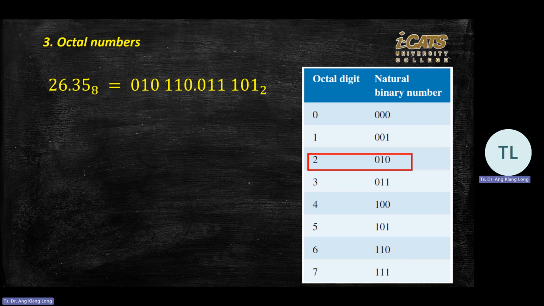26.35 base 8, same also. 2, you refer to that table, 010. 6 is 110. Point, copy the point. Continue, 3 is 011. 5 is 101. Then remember to write the 2. Just read from the table.